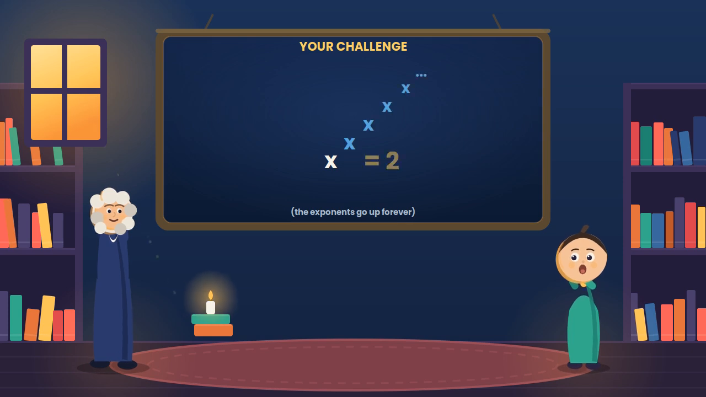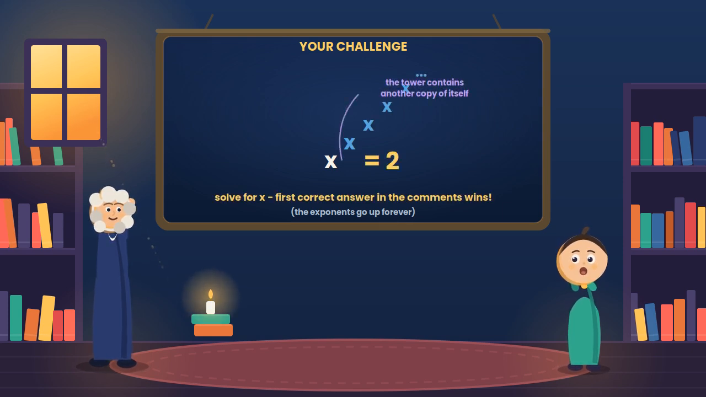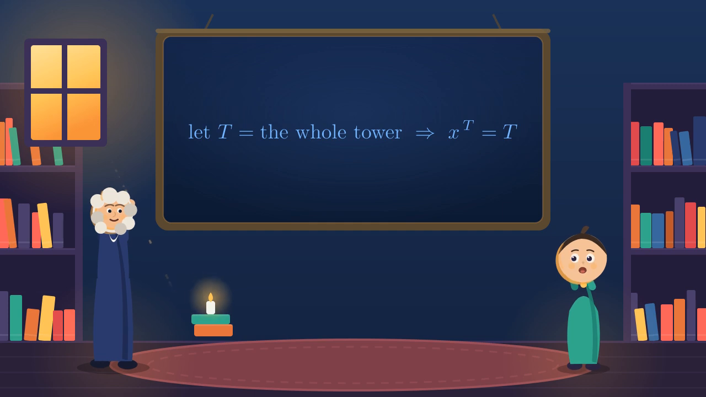Now the surprise I promised. Here's your challenge, and it is a beautiful one. Take x raised to x raised to x raised to x forever, an infinite tower of powers. Suppose that whole endless tower equals 2. Your job, find x. Here's your one gentle hint, and it is the whole trick in disguise.